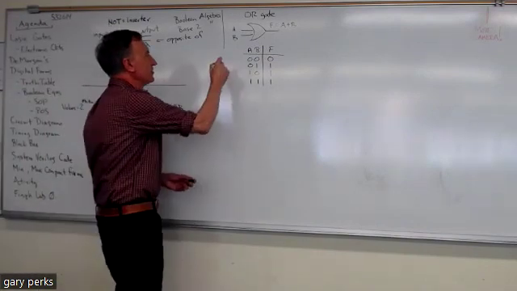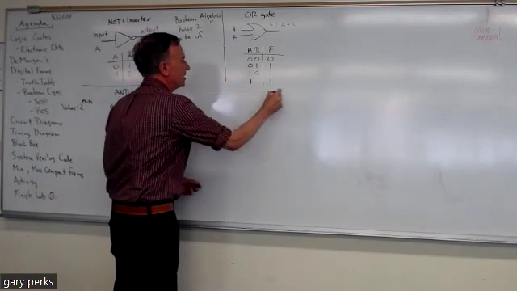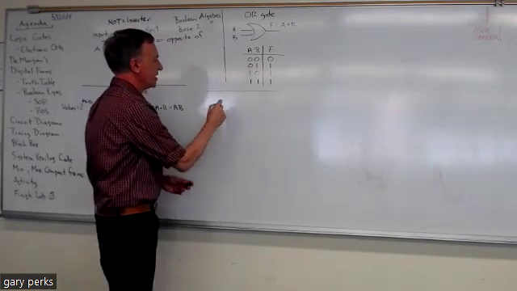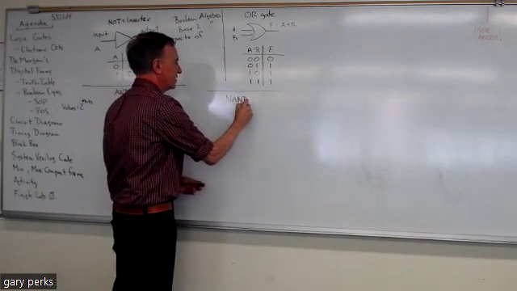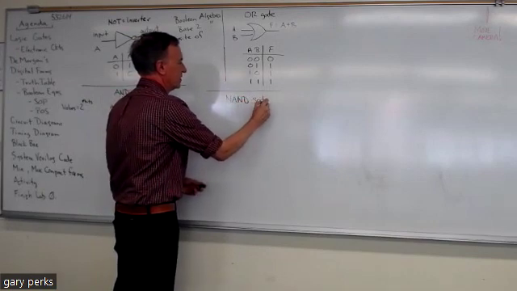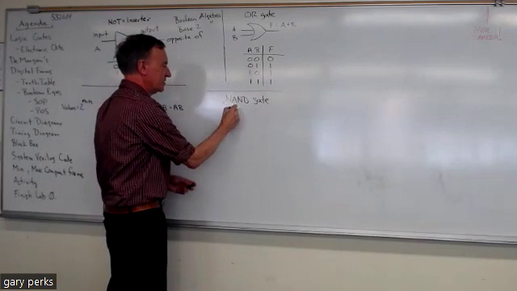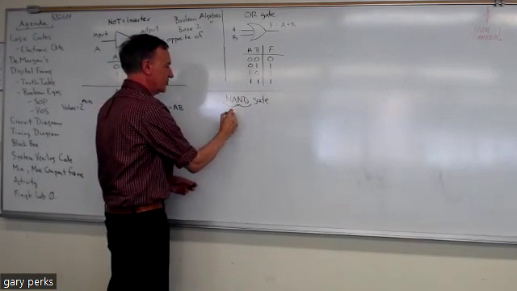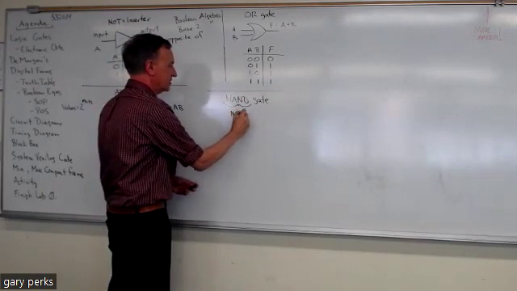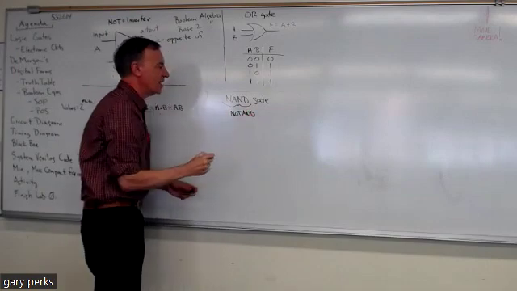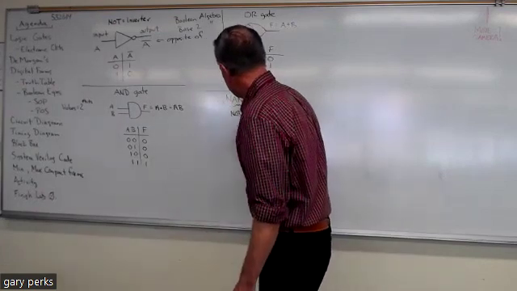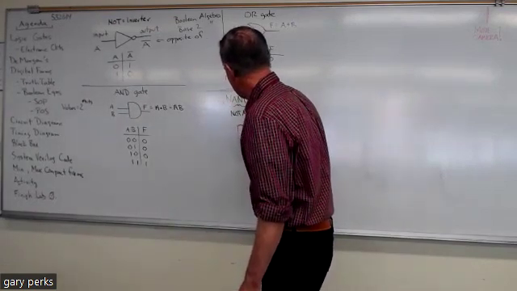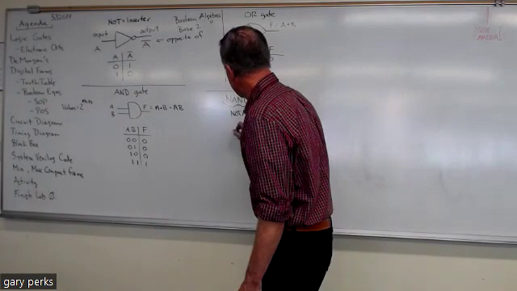Now, I want to talk about 2 other gates that are not on the handout. And the first of those gates is the NAND gate. Okay, NAND is short for not AND. And you'll see why it's called not AND. Okay, here's the logic symbol for NAND.